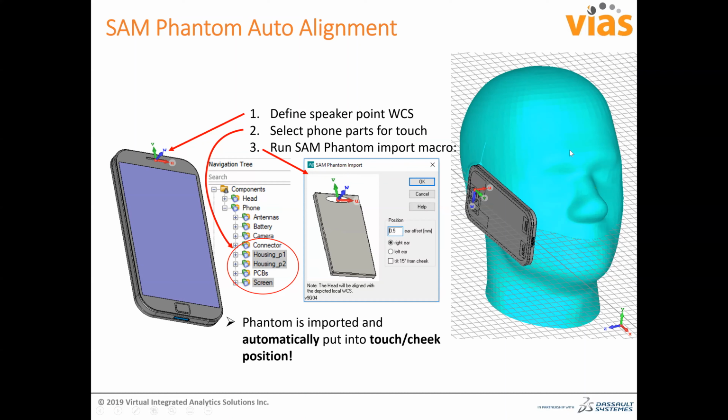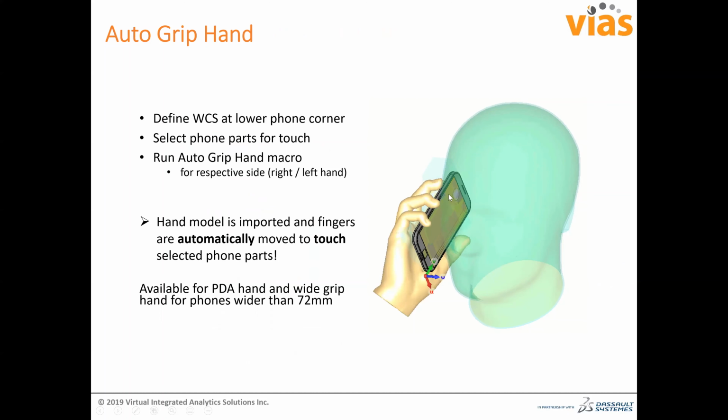Similarly, we have a voxel model to import. You can import the voxel model and you can align both of them using SAM Phantom environment import. Similarly, the new feature which has been added is the auto gripping feature in CST Studio Suite 2020. We have already seen the human head and the mobile. Now when we bring the hand into this, it should grip how it has to be, and we can even change this gripping using the auto grip import.